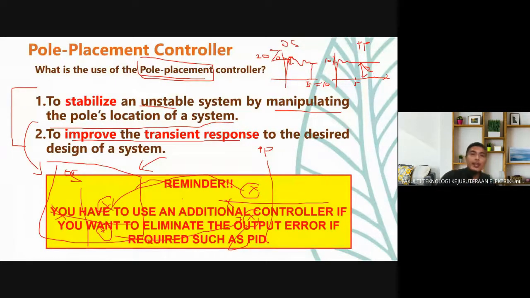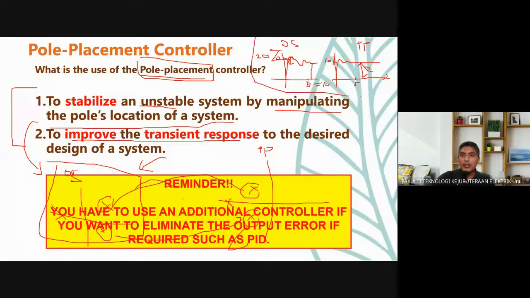Okay, this error. You cannot use a pole placement controller only in order to eliminate the error, because pole placement is used only to improve the transient response and also to stabilize the unstable system only. So you need to add another controller to this pole placement in order to eliminate the error. Okay, one thing you already learned in Control 1 is the PID controller, because a PID controller can be used to eliminate the error.